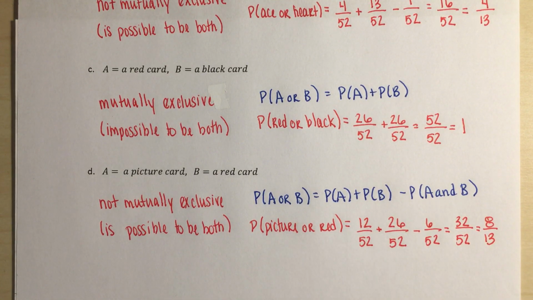Right? So when we're looking at mutually exclusive events, we're looking for OR probabilities, right? We're thinking, is it possible for the events to happen at the same time? And then based on our answer to that, we are going to use the correct formula. Right? So whether or not we're mutually exclusive is going to tell us how we're going to calculate our OR probability.